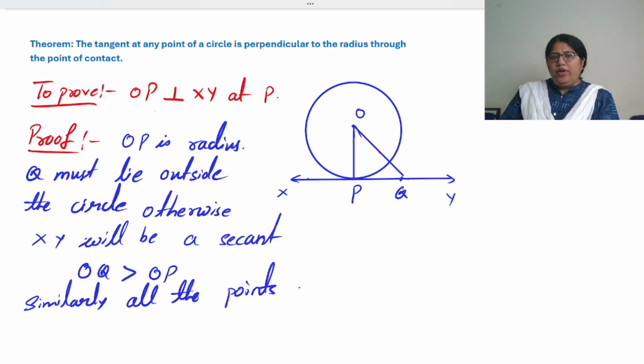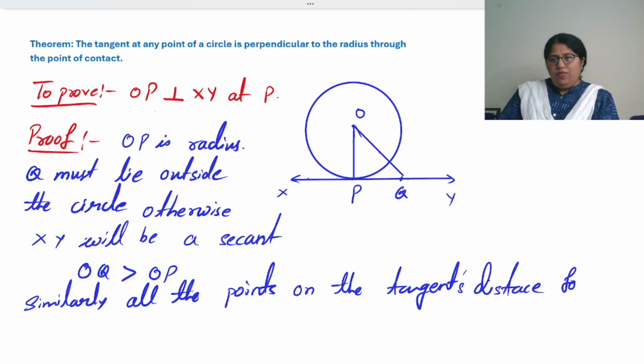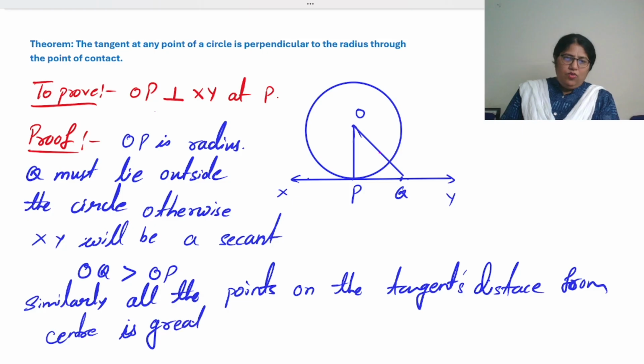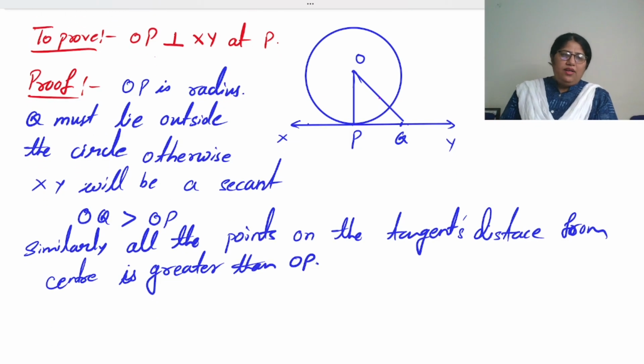So you can write down here, similarly, there are infinite points on the tangent; all the points on the tangent, their distance from the center is greater than OP, right? Now the moment I say all the other distances are greater than OP, can we say that OP is the shortest distance?